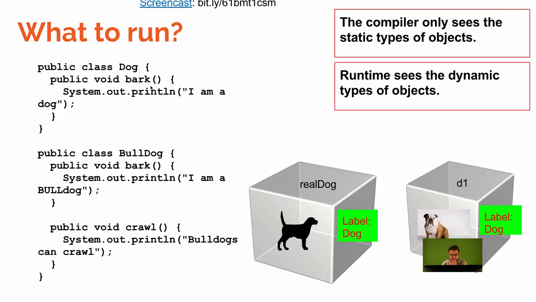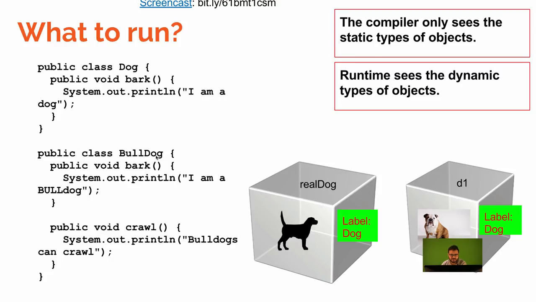Okay, so let's say that here's some code. We have a dog class that has a bark method, and it prints, I am a dog. There's a bulldog class that has a bark method, and you see how this bark method has the exact same signature, public void bark, as dog. That means this method is being overridden. What overriding means is that you have an exact same method as your parent class.